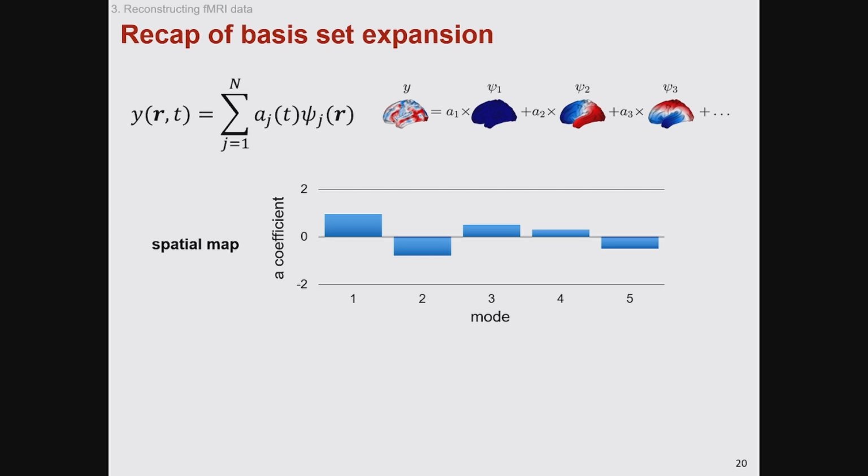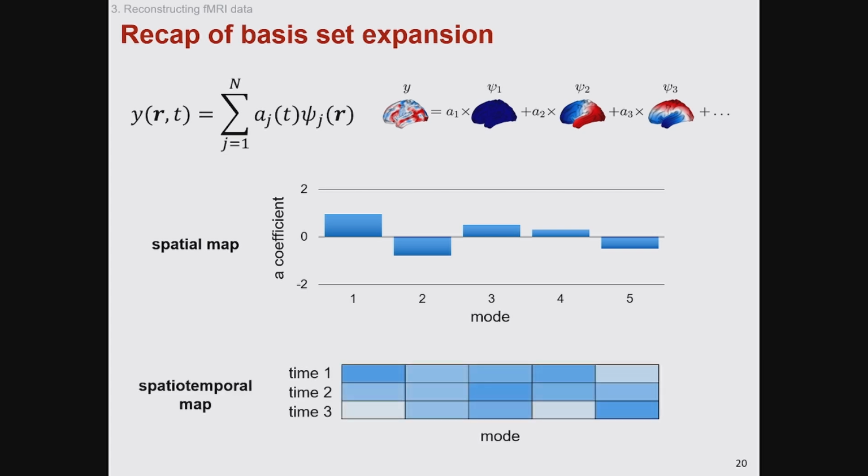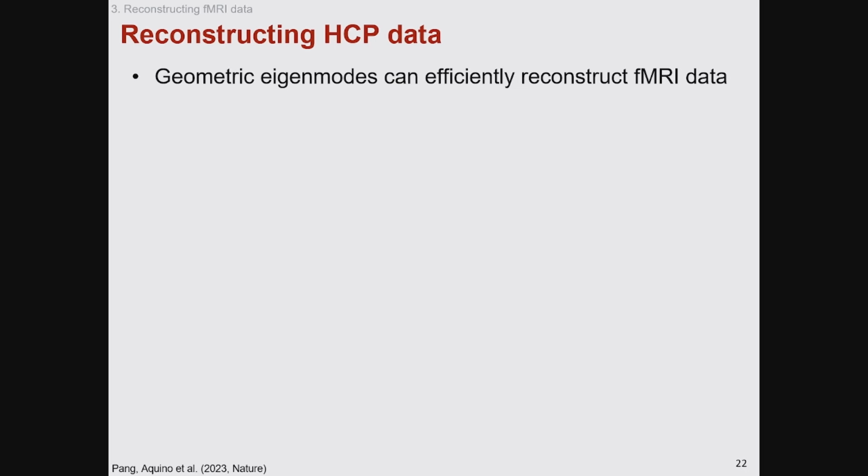Now, if you have a spatiotemporal map, that means it's not just varying in space, but it also varies in time. You can extract the same thing, but for every single time point. So basically, your coefficient now varies as a function of time as well. So you can now have this mode by time matrix. Right, so I'll just show you some examples of how we used it.